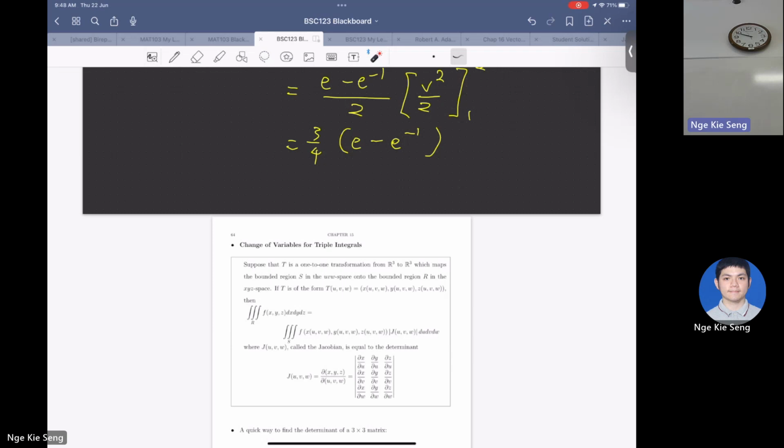Final is everything after midterm, up to ODE, ordinary differential equation. Oh yeah, that one we don't have. Midterm: partial derivative and multiple integral. Final: partial derivative, multiple integral, vector calculus, ODE.